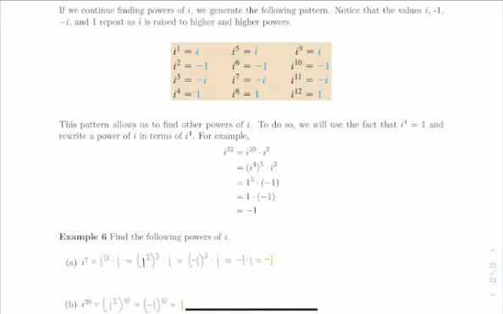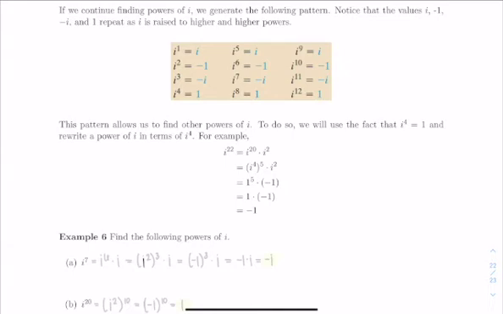So for example, if I wanted to find i to the 22, I'm looking for powers of 4. Well, I know that 4 goes into 22 5 times with 2 left over. So i to the 4th raised to the 5th times i squared. Well, i to the 4th is 1, and 1 to the 5th is 1 times negative 1, which gives me negative 1.